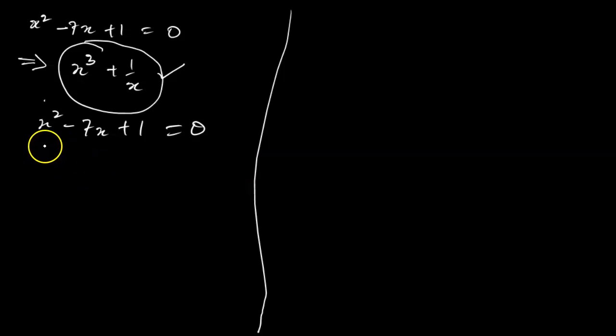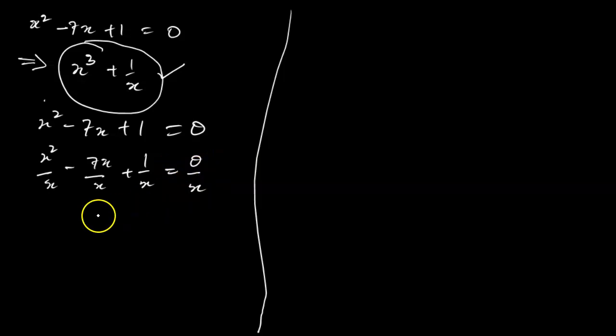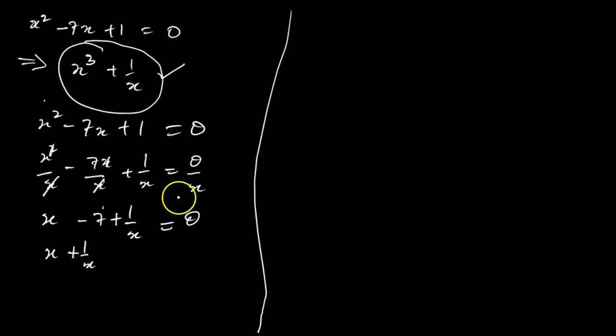Dividing all through by x, it becomes x squared over x minus 7x over x plus 1 over x equals 0 over x. Now, x cancels one of the x's here, so I'll be left with x minus 7 plus 1 over x equal to 0. Anything divided by x, 0 over x is 0. Now you look at it carefully, it's beginning to look like what we have here. So I have x plus 1 over x. 7 is going to come to this side to become plus 7. x plus 1 over x is equal to 7.